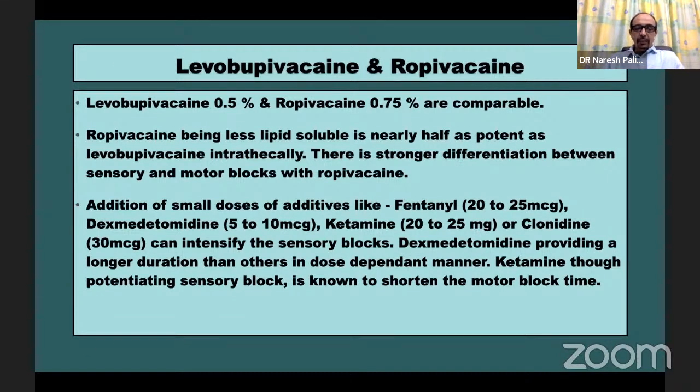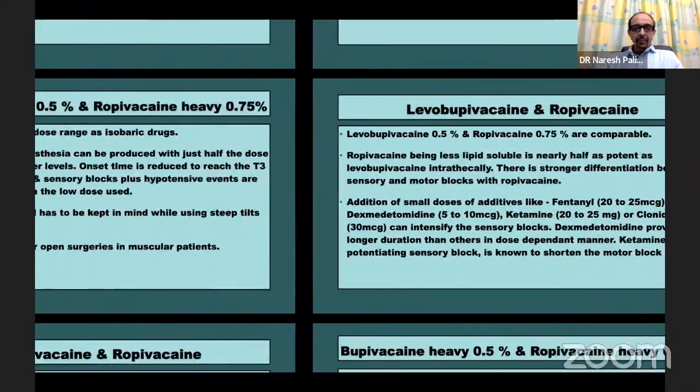Addition of small doses of additives like fentanyl, dexmedetomidine, ketamine, or clonidine can intensify the sensory blocks. Dexmedetomidine usually provides longer duration than others in a dose-dependent manner, like 10 mcg can give you a block time of more than 3 hours. And ketamine, though potentiating sensory blocks, is known to shorten the motor block time.